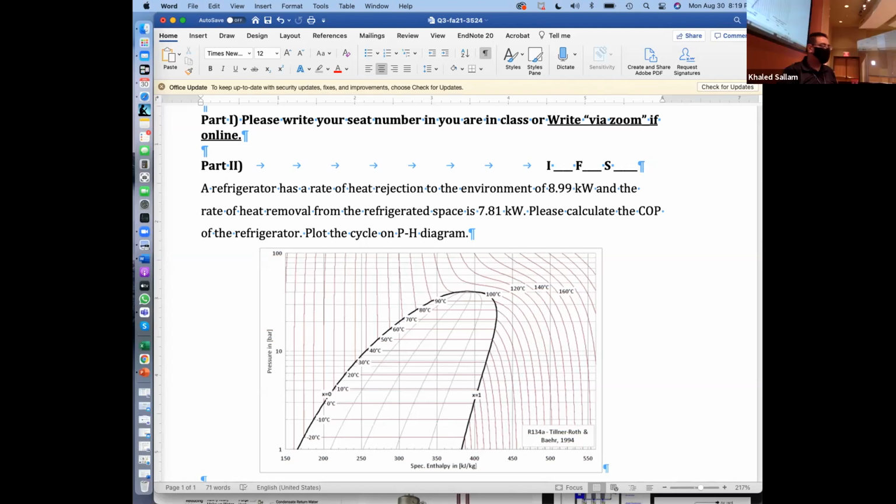Okay, guys, you have to write that it is QL and not QH because I'm going to turn off my monitor now. So write QH is 8.99, QL is 7.81, and required is the COP. Okay.